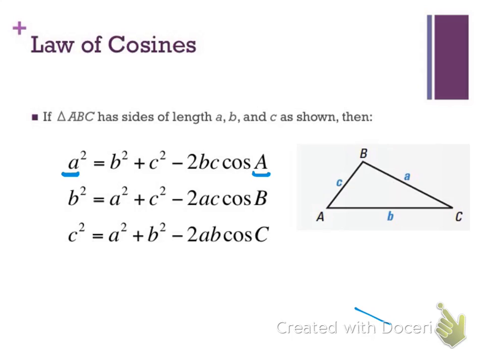So if we're taking cosine of angle A here, then that means side A is what's going to get squared out here. If we're taking the cosine of angle B here, then it's side B that's going to get squared out here. And if it's cosine of angle C here, then it's side C that's going to be squared there. And then whichever side is not out in front, those 2 sides get used in the rest of the formula. All right, so let's see how this works.